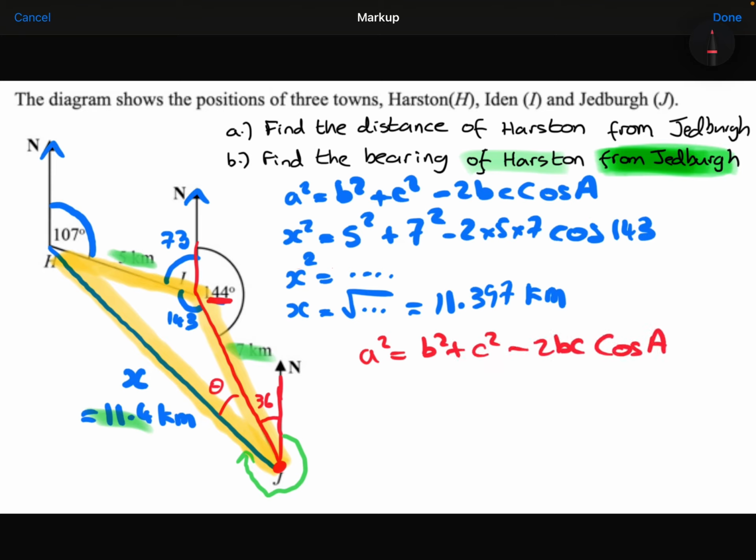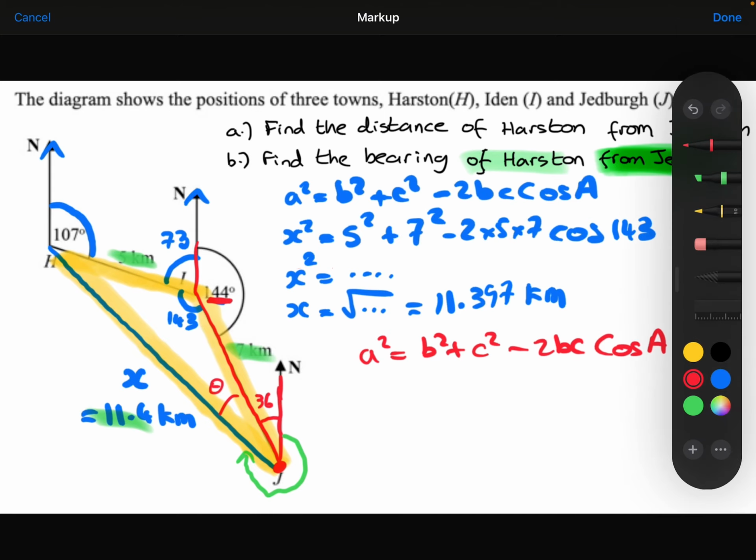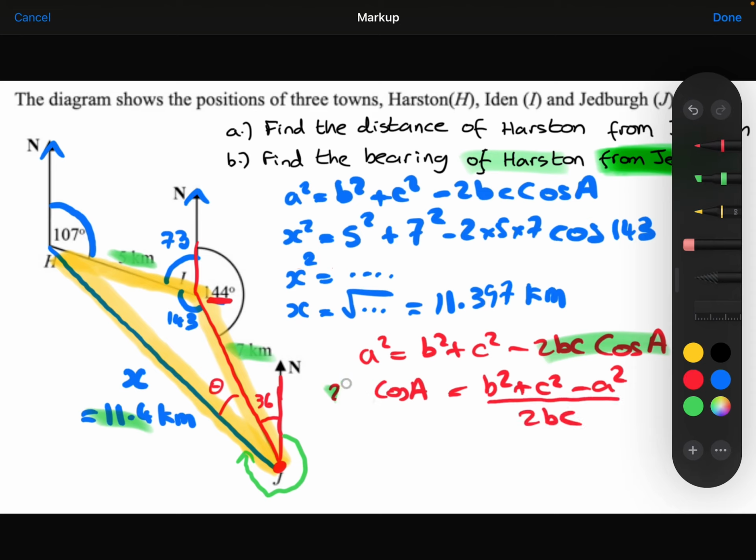And I'm going to rearrange this to make the cos A the subject. So I'm going to move the cos A over to the left-hand side, and I'm going to move the a squared over to the right-hand side. So I'll get 2bc cos A is equal to b squared plus c squared minus a squared. And then I'm going to divide both sides by 2bc. So I've made my cos A the subject.